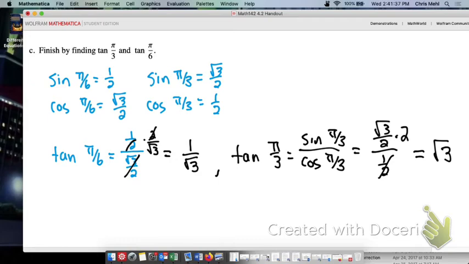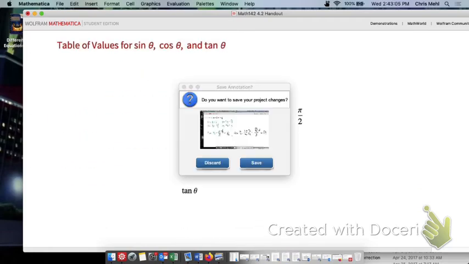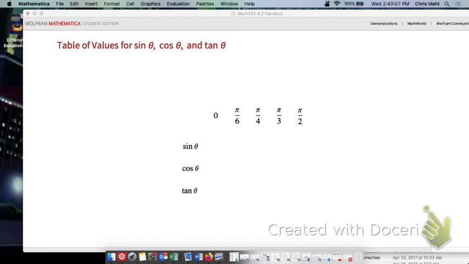Okay. Now I'm going to summarize all of this in the table on the next page. So here is your table of values for sine, cosine, and tangent in the first quadrant. And then I just have a couple more examples to do before I'm done. So again, the first row represents the angles theta.